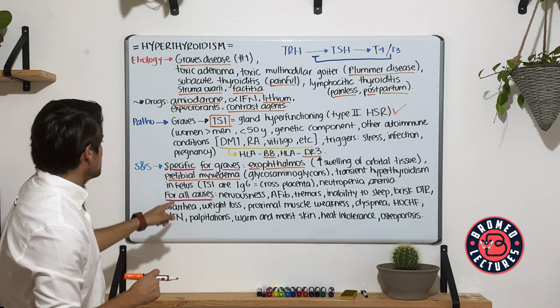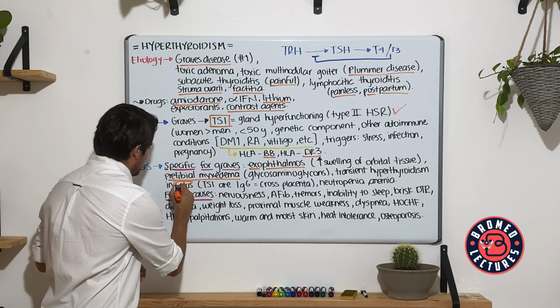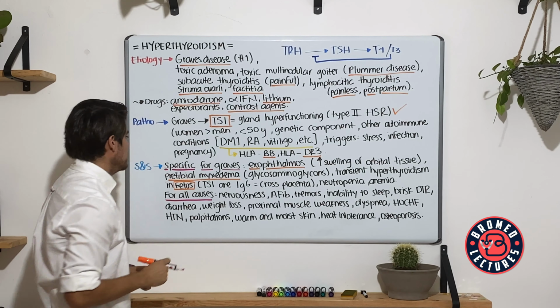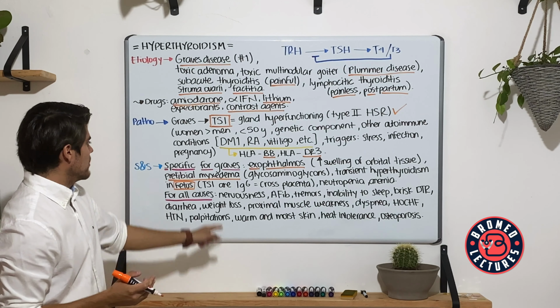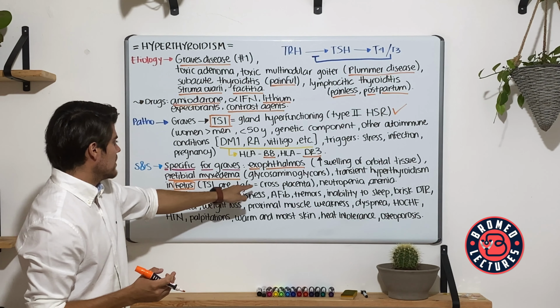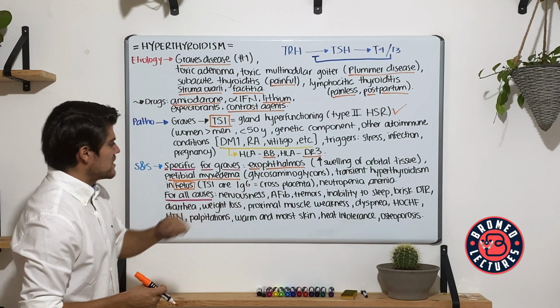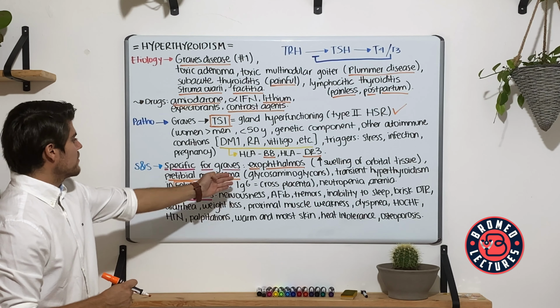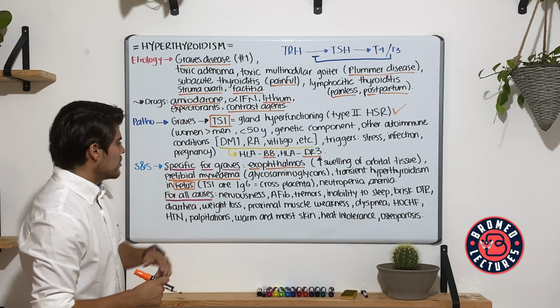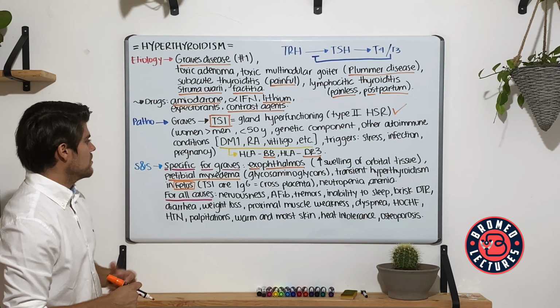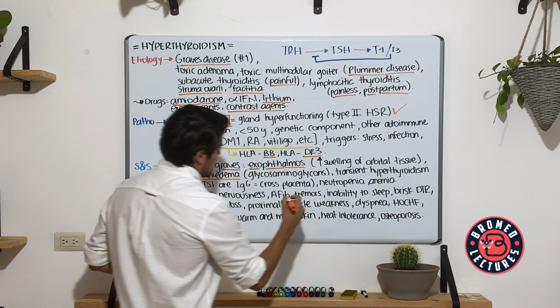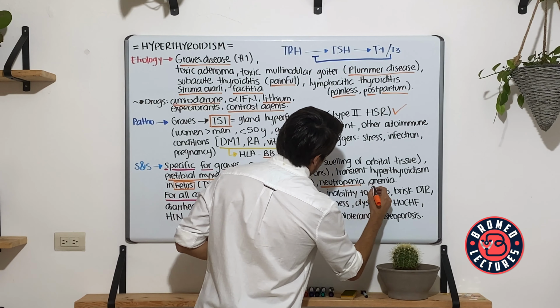Transient hyperthyroidism in the fetus. If you have transient hyperthyroidism in the fetus, then this is because the TSIs are IgGs. They can cross the placenta. It is specific for Graves because it is one of the conditions that has the immunoglobulin with the hyperthyroidism, and also neutropenia is commonly seen in Graves' disease, and anemia.